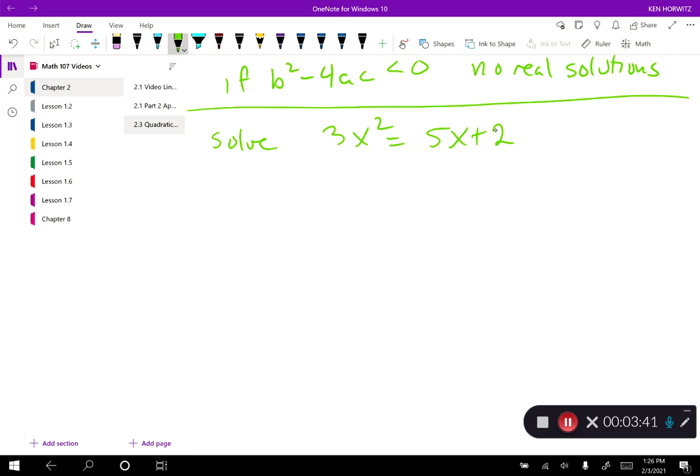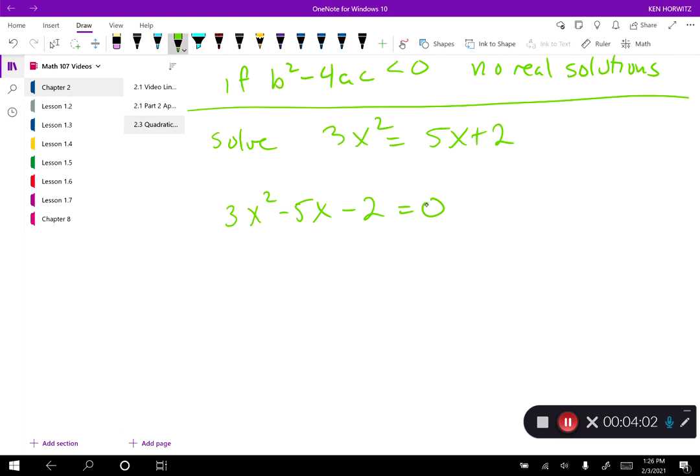The second thing you need to do is bring everything to one side. So you could rewrite this as 3x squared minus 5x minus 2 equals 0. All right, this is the way to find out what a, b, and c are.